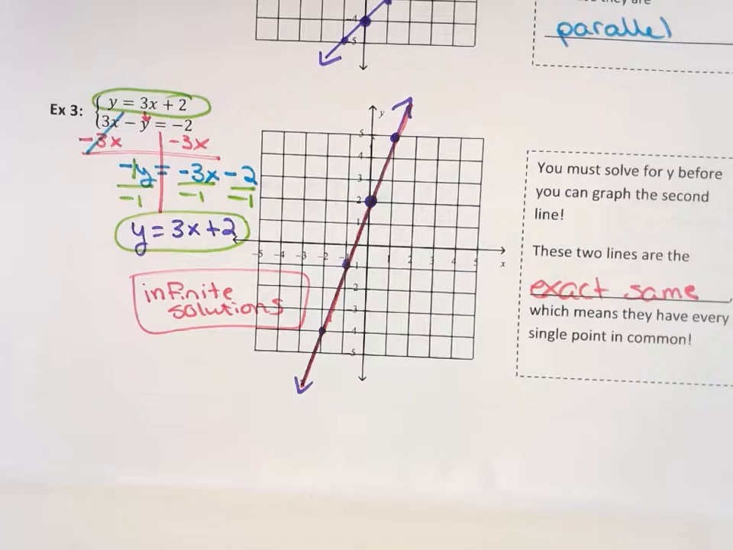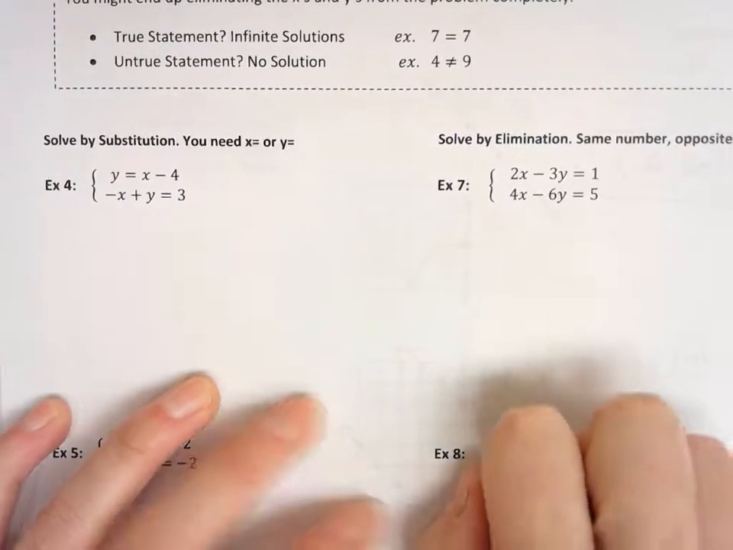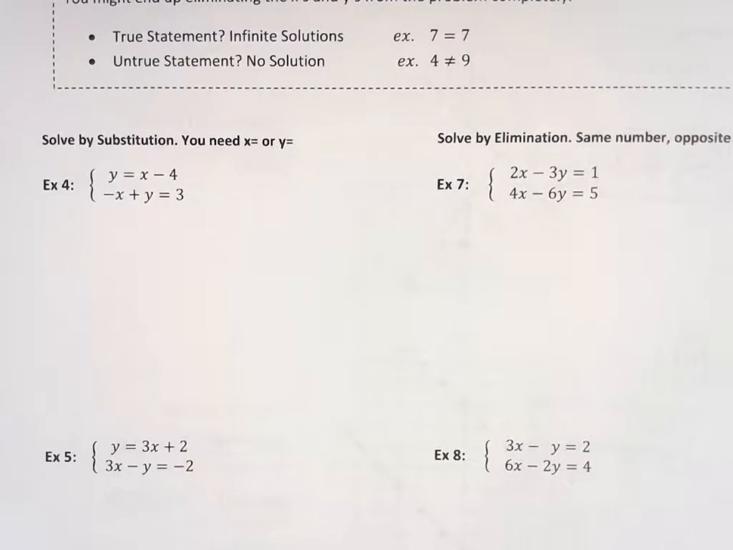And that's how this looks when you graph, but now we need to talk about what this looks like when you are doing substitution or elimination. Now the first thing I want to talk about is comparing which step or which method you're going to use.